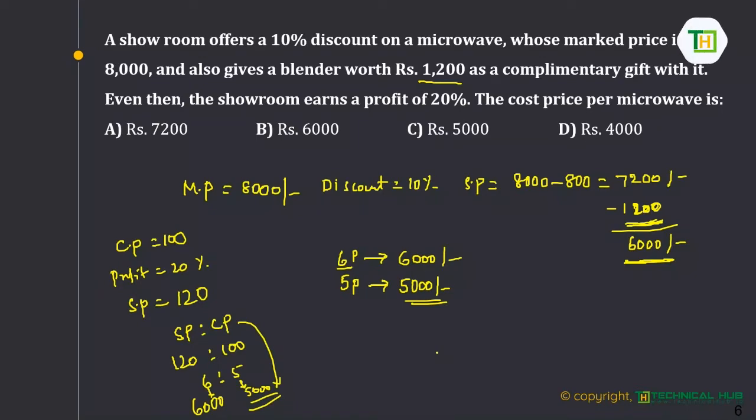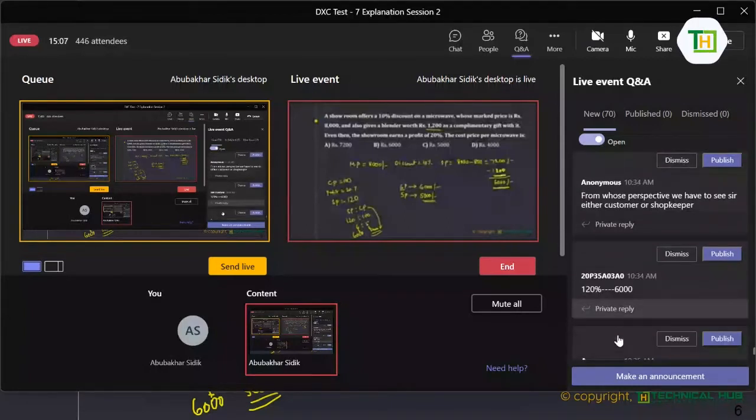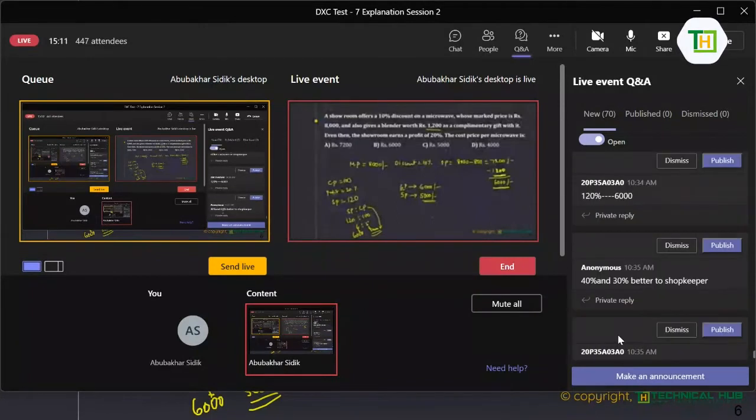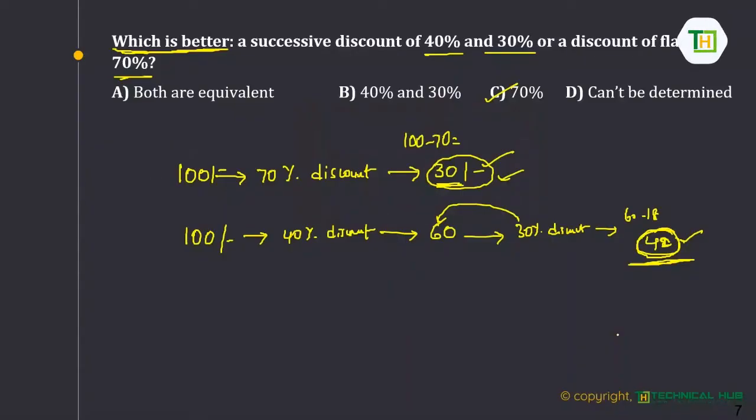Yeah, 70% is better for that question. Very good. From whose perspective do we have to see, the customer or the shopkeeper? We have to place ourselves in the place of the customer unless it is mentioned that you are a shopkeeper. Always we are the customers here. Understand? So always place ourselves as a customer. Yeah, that was a valid doubt. From the perspective of the shopkeeper, the 40 plus 30 discount is better. But from the perspective of the customer, the 70% discount is better. So we always have to keep ourselves as a customer.